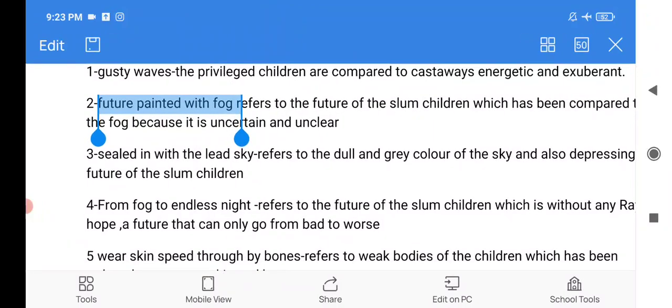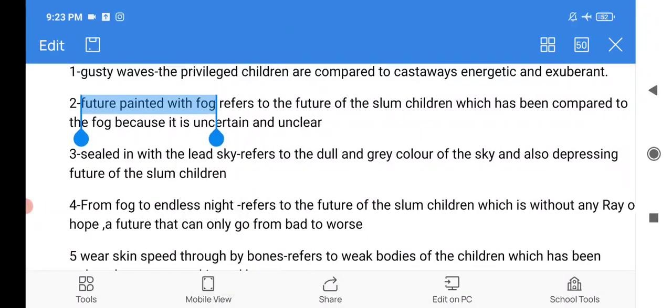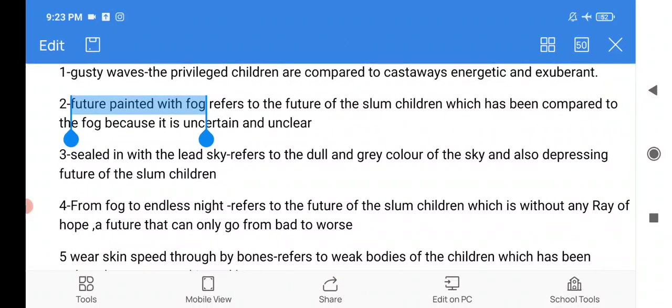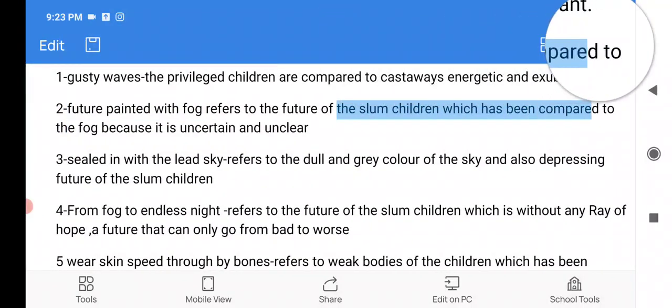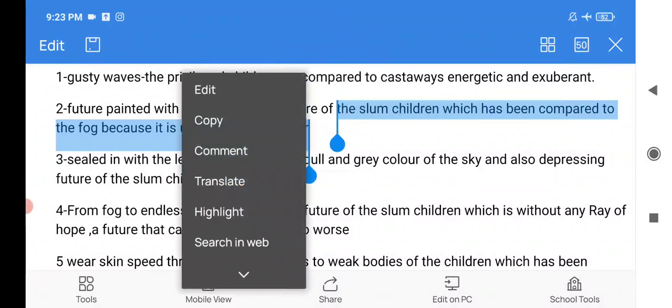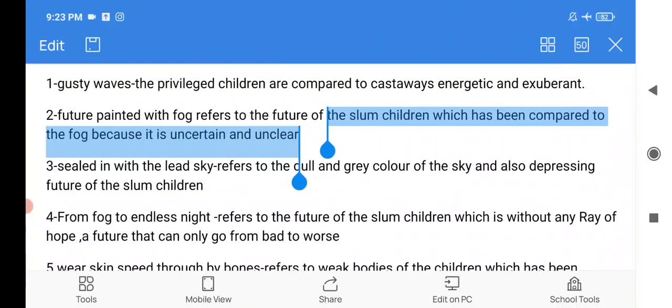Fog is what you see in winter, right? So fog means when you can't see. Future painted with fog refers to the future of the slum children, which has been compared to the fog because it is uncertain and unclear, because you cannot see clearly in the fog. It also means that the future of these children is very unclear, uncertain, right? There is no hope for them.